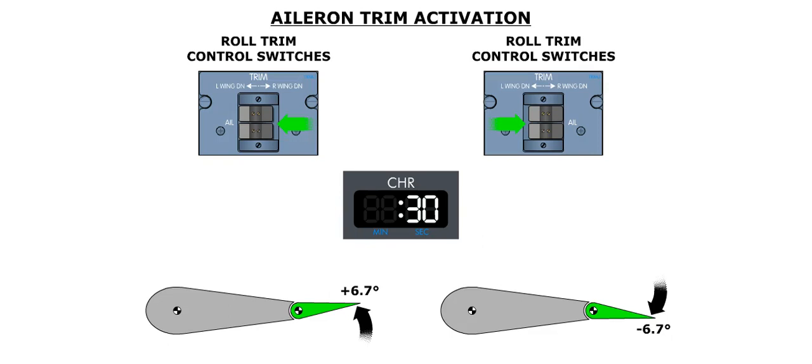Aileron trim is activated by depressing both rocker switches. Both switches must be moved and held in the same direction in order to set aileron trim. The left aileron trim tab can be moved 6.7 degrees up or down. It takes approximately 30 seconds to obtain full roll trim travel.